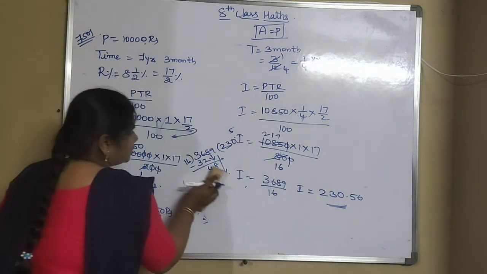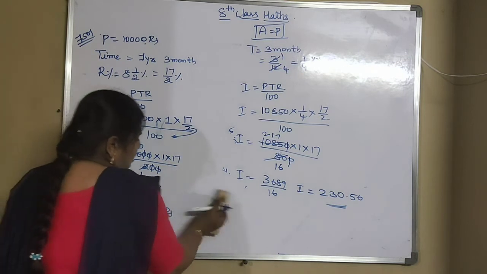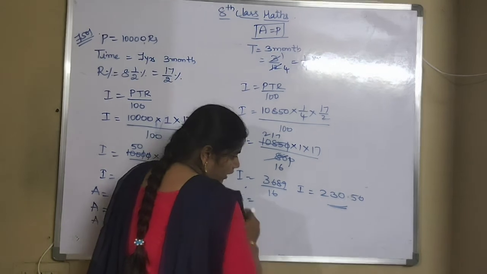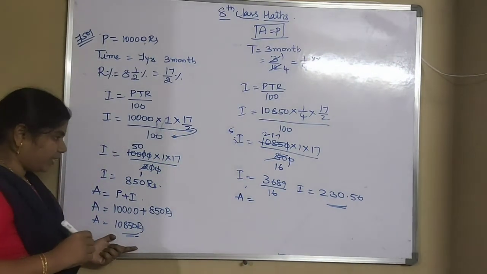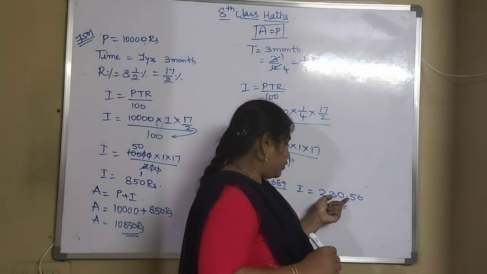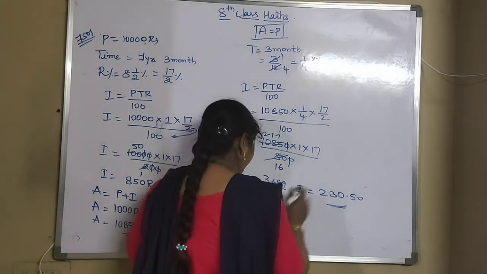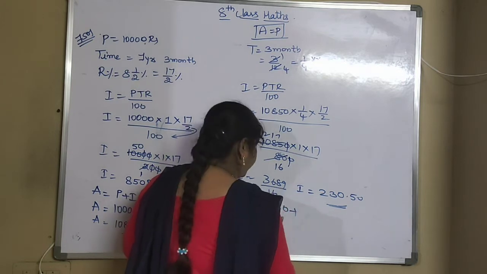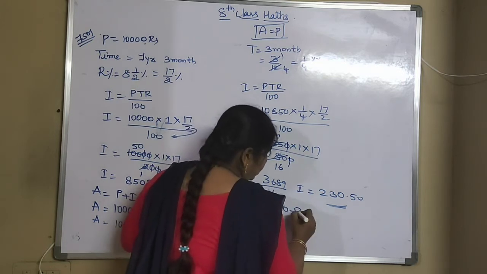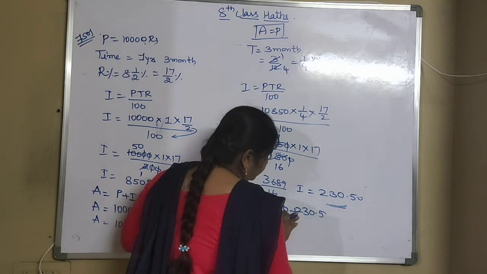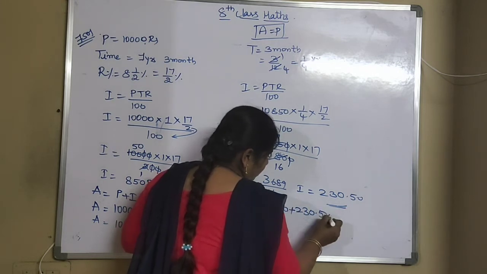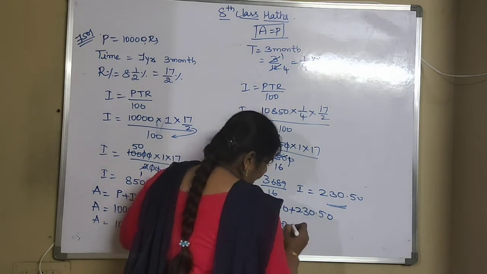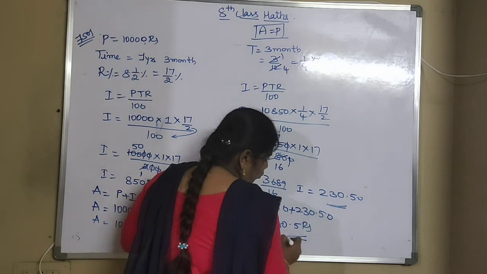Okay, so now this is the interest value for 3 months. Now what is the total amount here? Amount is equal to what you first got, 10,850, plus 230.50. So these two we have to add, that is 10,850 plus 230.5. If you add these two, how much will you get? 11,080.5 rupees. So the total amount is how much?